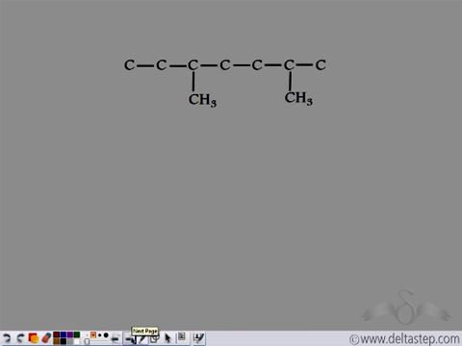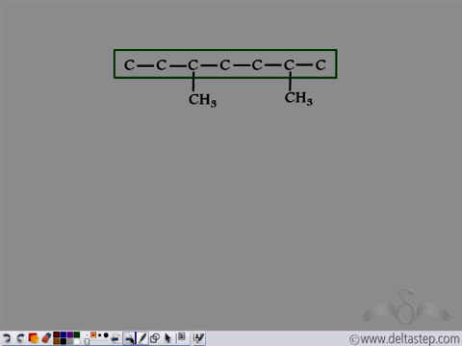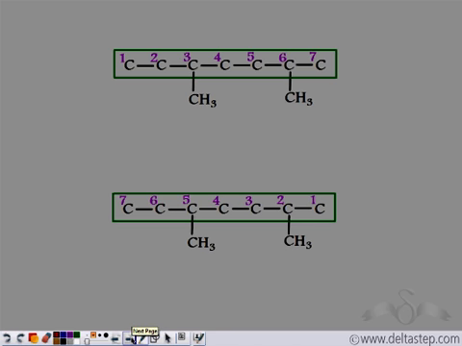Let's take another organic compound. This is our organic compound. We have to find the prefix. So first of all, let's select the longest carbon chain. This is our longest carbon chain consisting of 1, 2, 3, 4, 5, 6, 7 carbon atoms. Now if we have to number it, again we can number it from either side. That is, we can either start numbering from left or from right. So what do you observe in the first case?